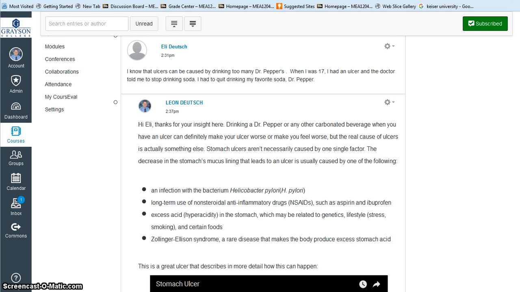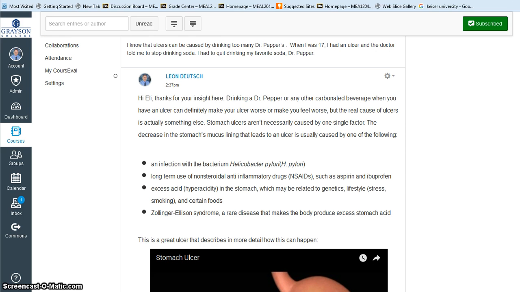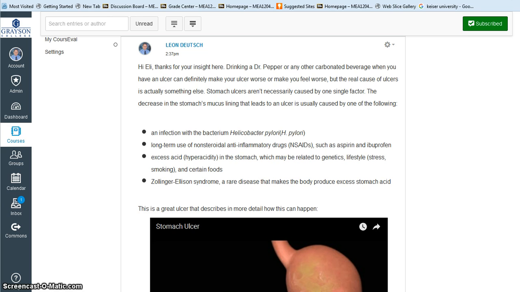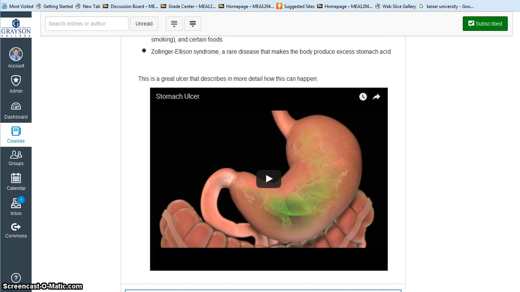So what I would do as the instructor is I would make a reply, and I would actually give Eli and the rest of the class some information on what the actual causes of ulcers are. For example, 90% of all ulcers are caused by a bacteria called H. pylori. Many of the other ulcers are caused by use of non-steroidal anti-inflammatory drugs. And normally we're saying using these very often when you are taking them on an empty stomach. That can lead to problems like ulcers. And then there's a couple of other common reasons. I also included a video that gives a demonstration of what's happening in the stomach when ulcers occur in patients.